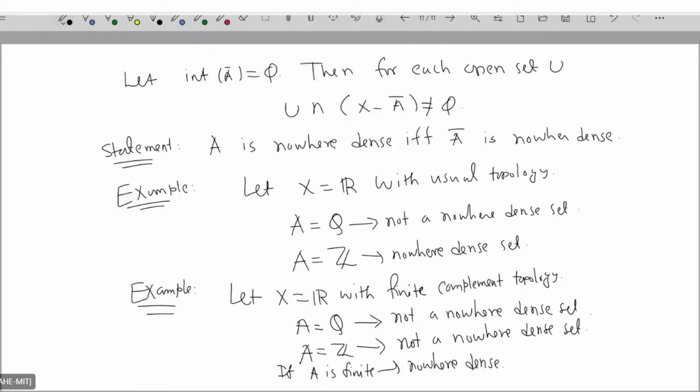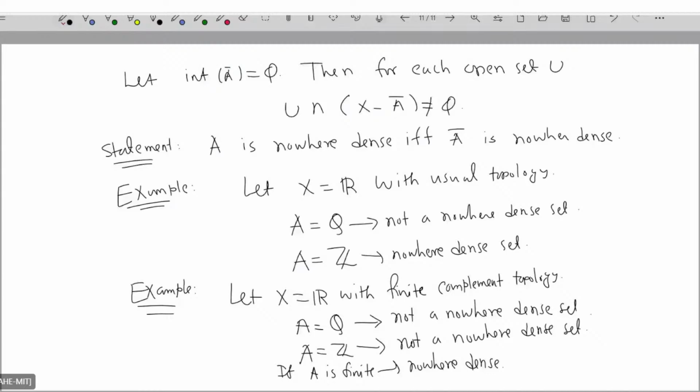What about the discrete topology? Where Q will be nowhere dense or dense? Every set is open as well as closed. So the closure of Q is Q itself. So obviously, every set is not a nowhere dense set over here. So that means it will be a dense set.